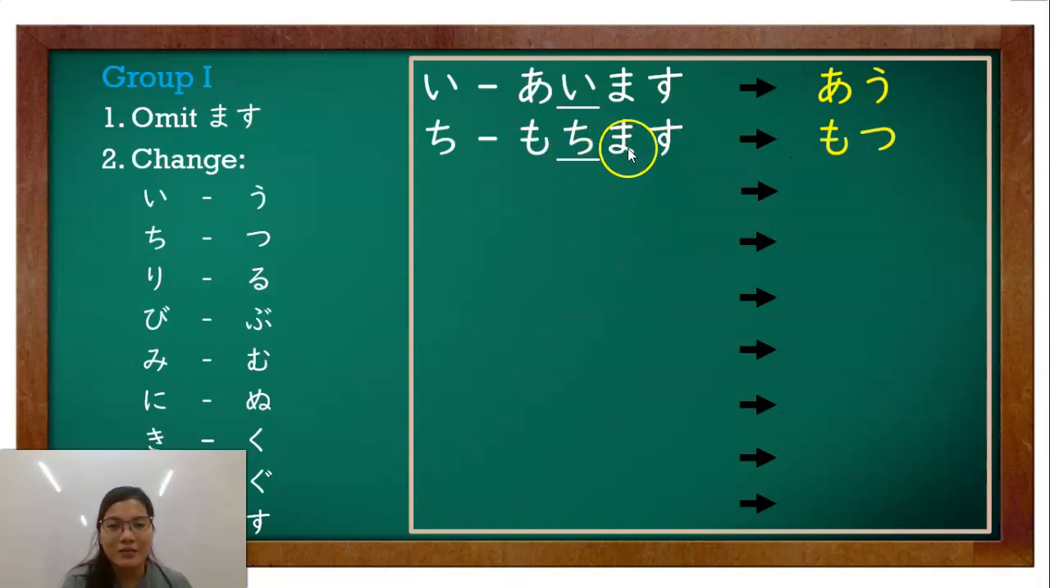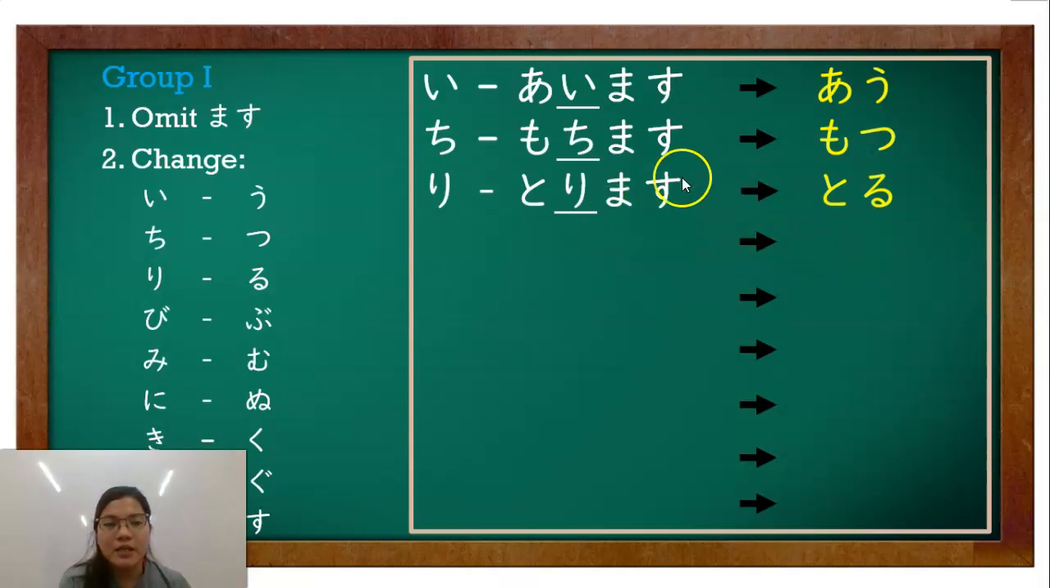Mochimasu. You omit masu, you change chi to tsu. Okay? So that would be motsu. Another, ri. Torimasu. You omit masu, you change ri to ru. So that would be toru.